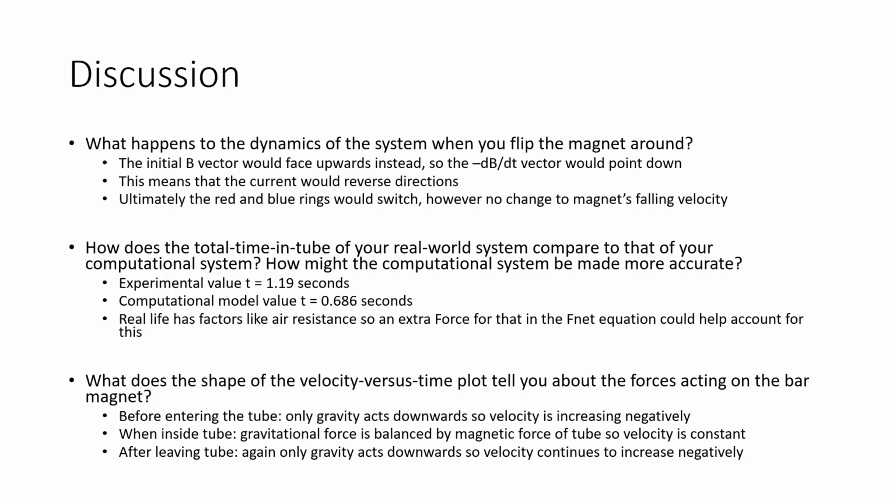And then we had the question of what the shape of the velocity versus time plot tells you about the forces. So like we said, before it enters the tube, there's only gravity acting downwards, so velocity is increasing negatively. When it enters the tube, gravity is balanced by the magnetic force, so the bar magnet is going to have constant velocity. And then after it leaves the tube, again, only gravity is acting downwards, so velocity continues to increase negatively.